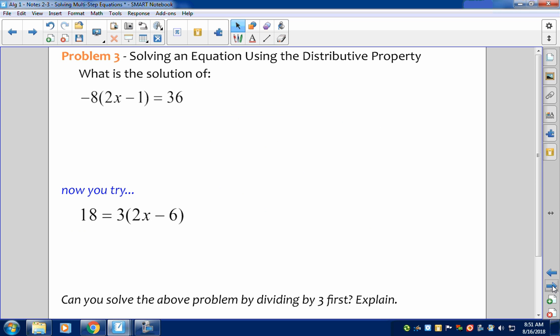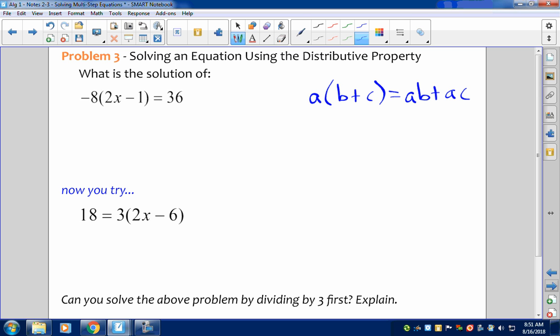This next equation adds another step in here. This is a distributive property. So distributive property says that if you have something like a times b plus c, that's equal to a times b plus a times c. In other words, you multiply the a by each of the terms that you see in parentheses. So we're going to do that now.